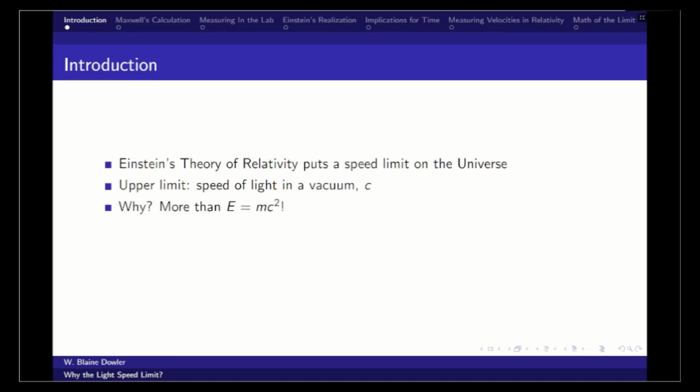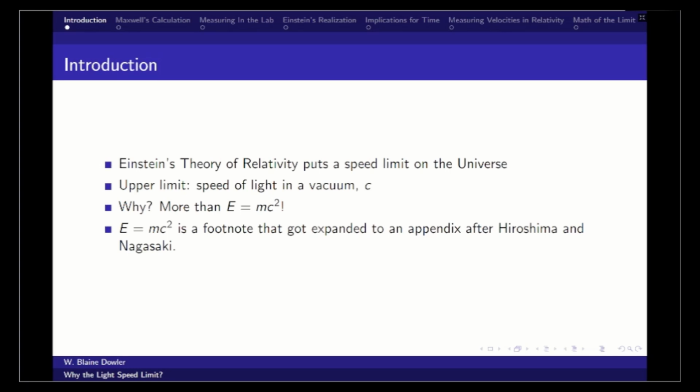It's because the theory of relativity is a lot more than just that formula, E equals mc squared. In fact, E equals mc squared is a footnote that got expanded into an appendix after Hiroshima and Nagasaki. So in a 200 or so page document, when you buy it in the printed edition, we started with a footnote.